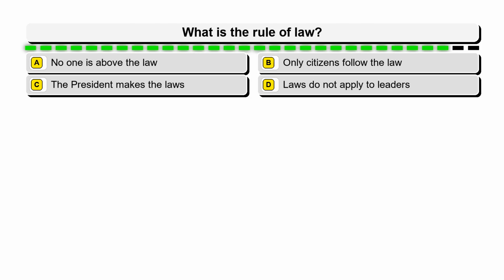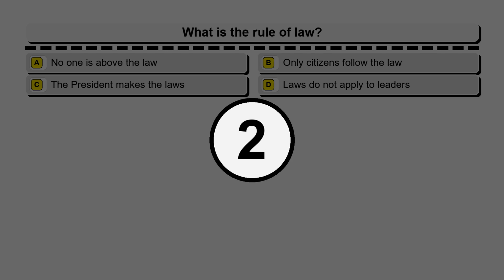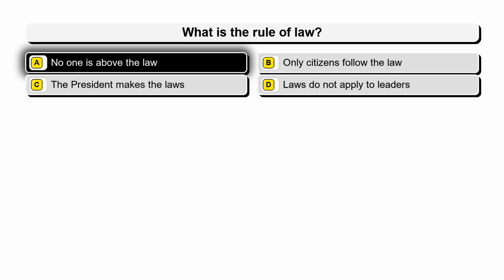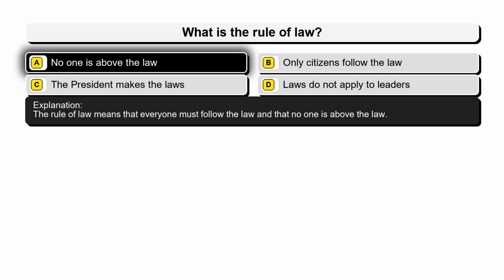Question 123. What is the rule of law? Option A, no one is above the law. Option B, only citizens follow the law. Option C, the president makes the laws. Option D, laws do not apply to leaders. The correct answer is option A, no one is above the law. The rule of law means that everyone must follow the law and that no one is above the law.